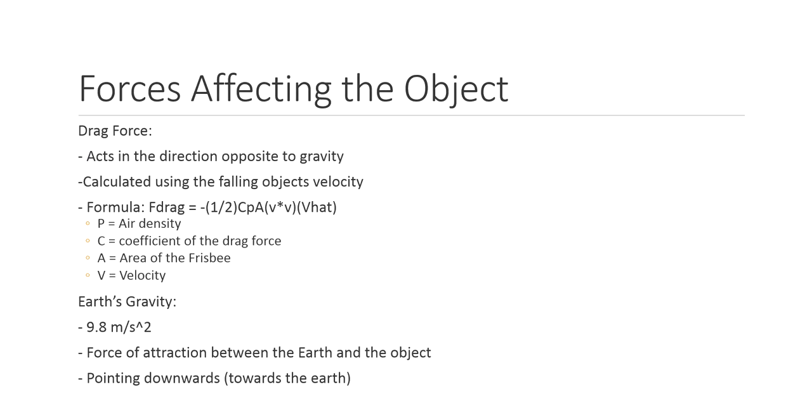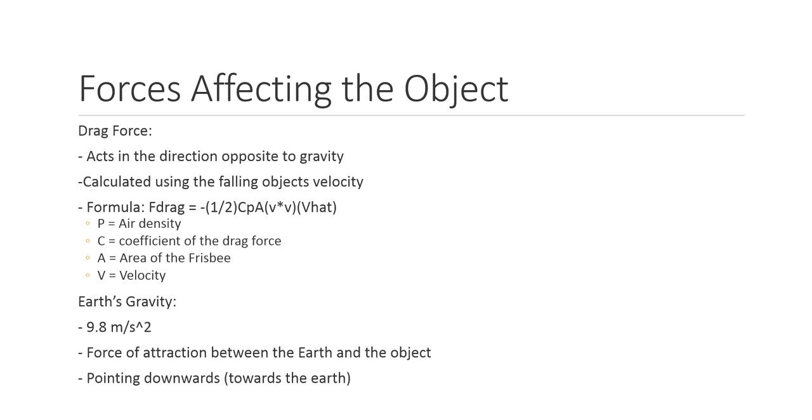Now, the forces affecting the object are the force of drag and Earth's gravity. The force of drag actually acts in a direction opposite to gravity, as in facing away from the center of the Earth. It's calculated using the object's falling velocity. The formula for it is -1/2 times rho times C times A times the velocity squared times v hat, which accounts for direction and velocity, because velocity is a vector.